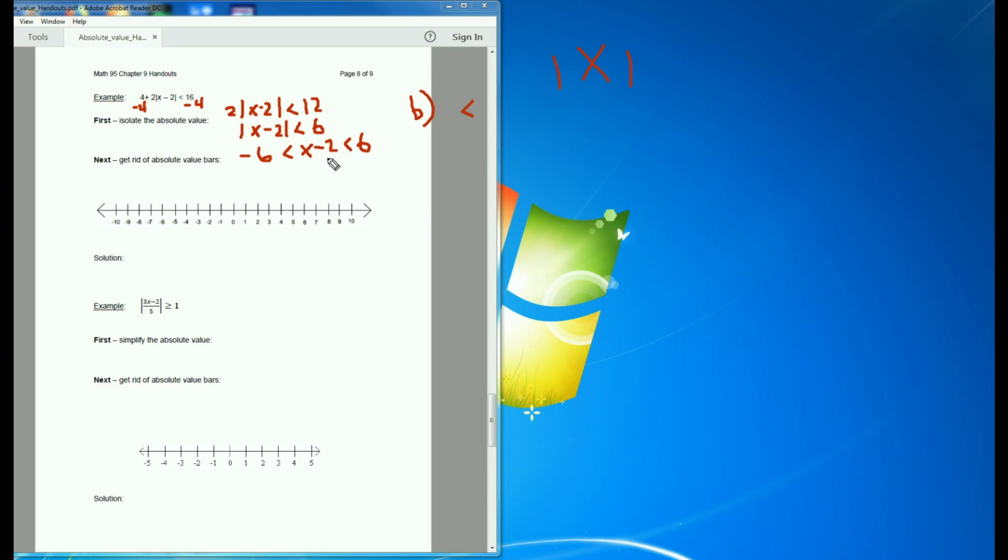Only one more step: add 2 to both sides. So negative 6 plus 2 is negative 4, which is less than x, which is less than 8. So negative 4 to 8, it is an in-betweener. x is in between those values. In interval notation, the solution is (-4, 8).